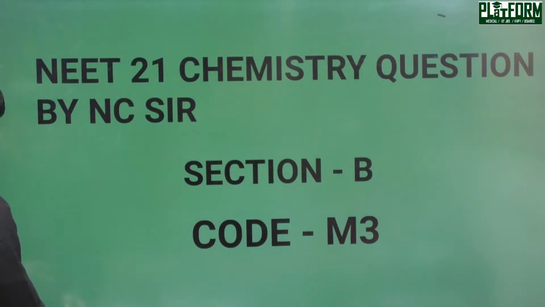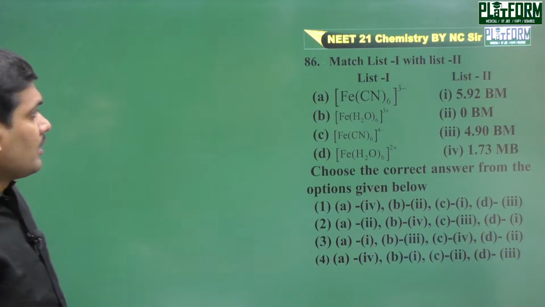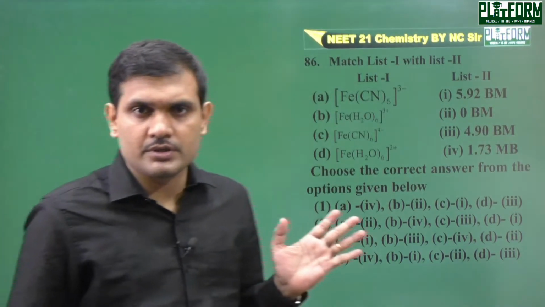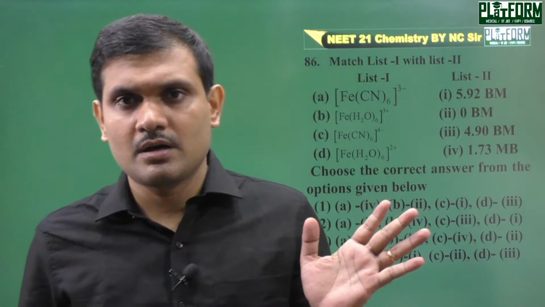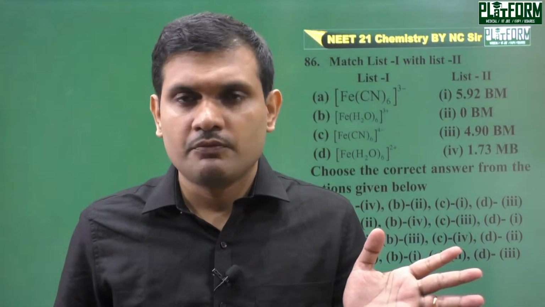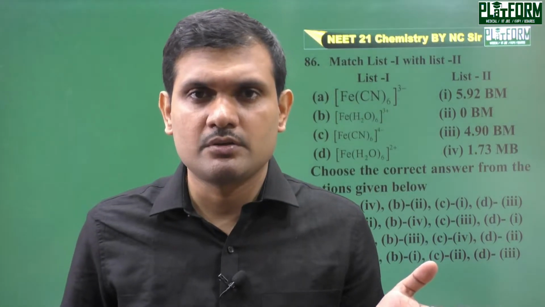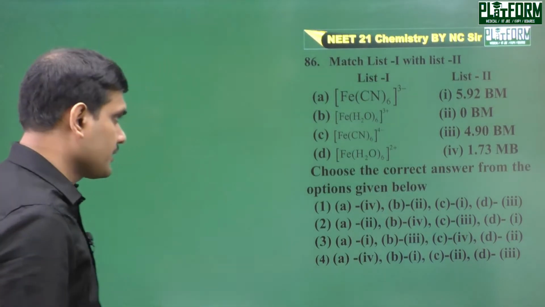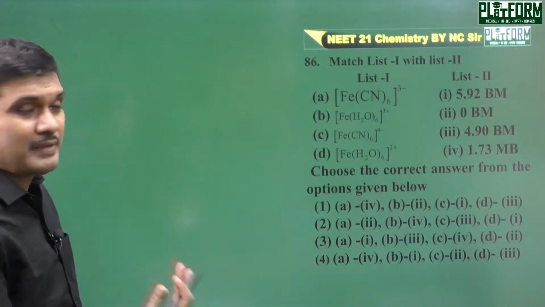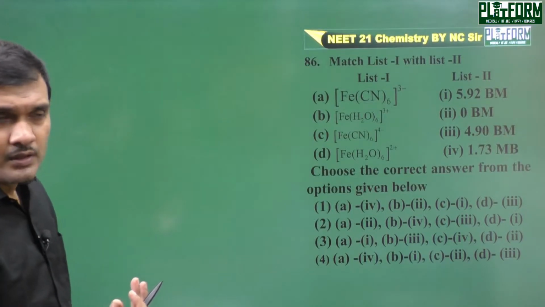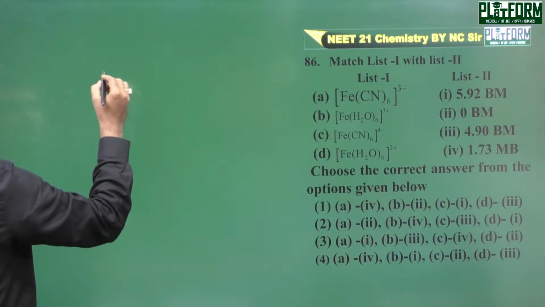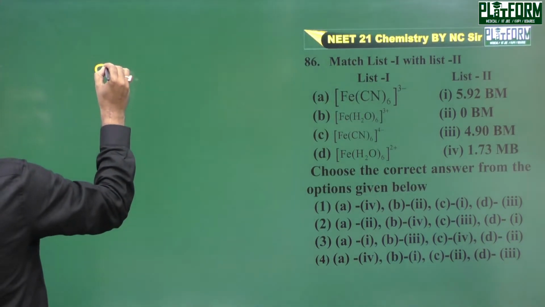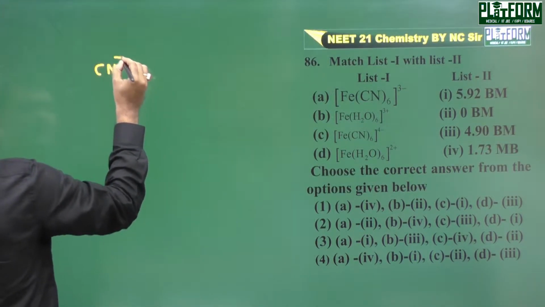Let's move to question number 86. It is a question from coordination chemistry. Maybe you can answer this question with respect to valence bond theory, or you can explain it with respect to crystal field theory. Here some complexes are given, and their magnetic moments are also given. So first we have to deal with the ligand behavior of CN⁻ and H2O.